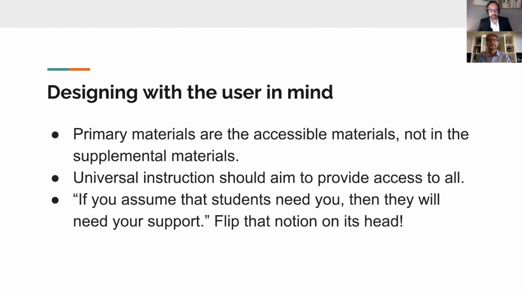And to kind of begin to wrap it up a little bit, designing with the user in mind. Primary materials are the accessible materials. Universal instruction should aim to provide access to all. And if you assume that students need you, then they will need your support. So those are three main ideas that we want you to be able to walk away with, and being able to flip that last notion on its head and leaving with the idea of that universality versus hostile design as well. Did you have anything you wanted to add to this one, Mark?